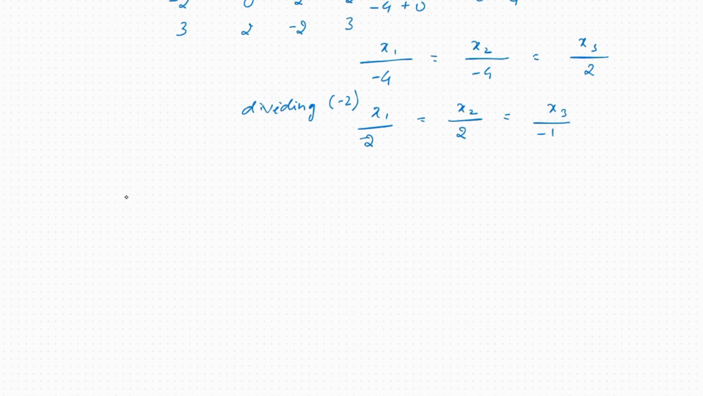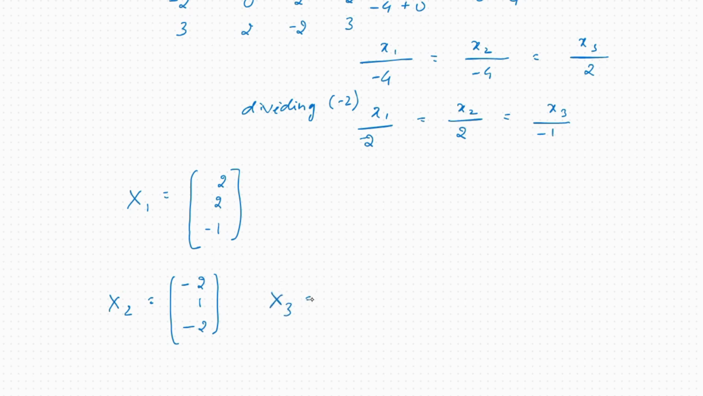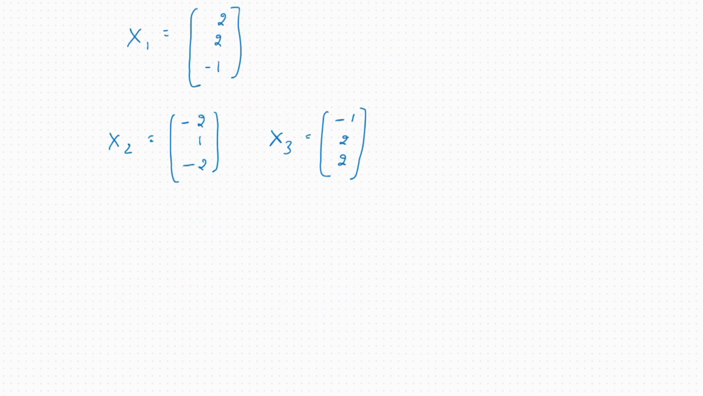First vector is equal to 2, 2, 1. So this is our first vector. In the same way, we are going to solve the second and third vectors. When we solve the second and third vectors, we will get x2 is equal to minus 2, 1, minus 2, and x3 is equal to minus 1, 2, 2. So these are the eigenvectors formed.